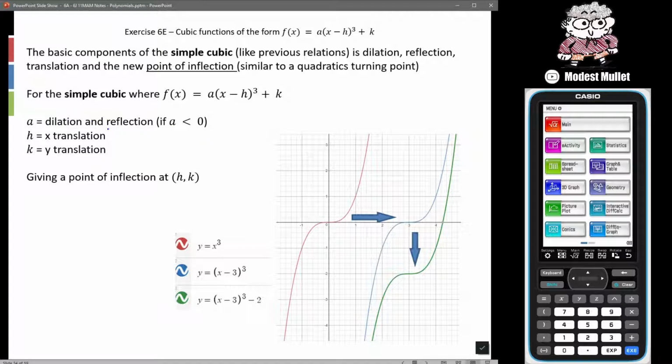Dilation, and then A also acts as a reflection if A is less than 0. So as soon as we make A negative, the whole thing gets reflected. H is our X translation, K is our Y translation, and we can see that change. If I started with X cubed, then made H 3, I've come across, and then as I add the K of negative 2, I've also translated down.